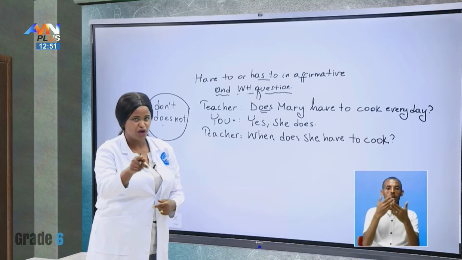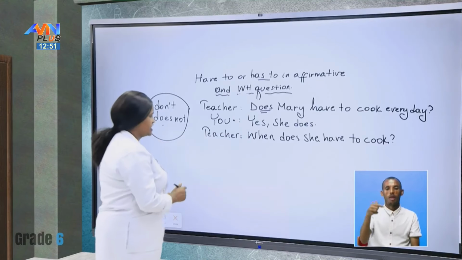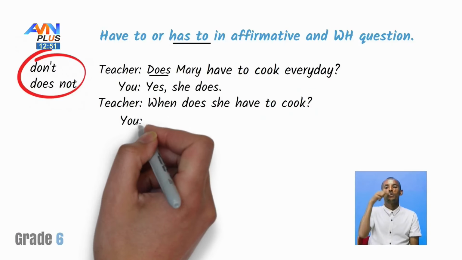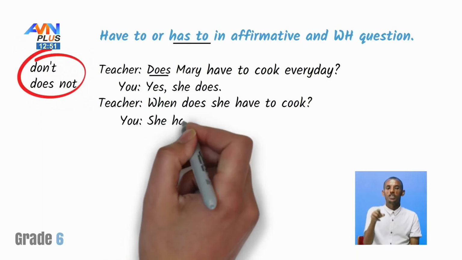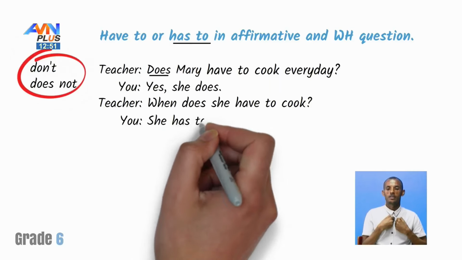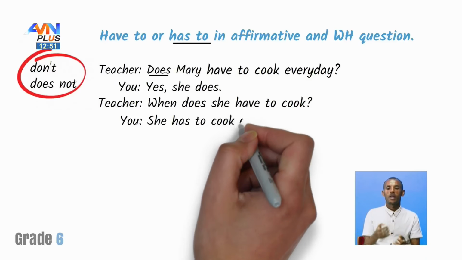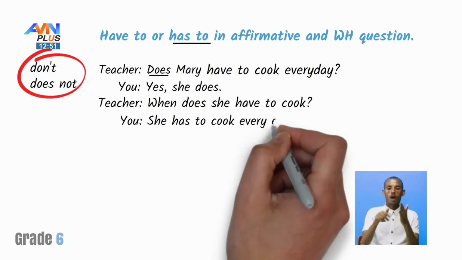How about you, about Mary? What do you say? Yes. You say she, yeah? Yes? She has to cook every evening. That is what Mary told us, yeah? Every evening.